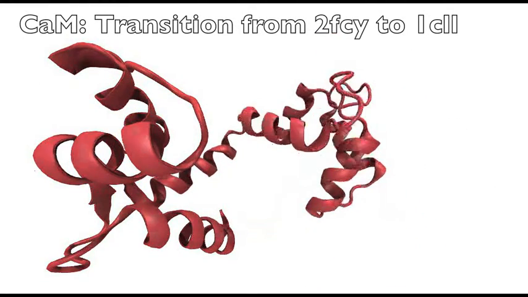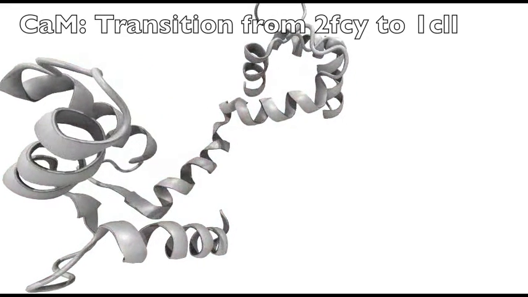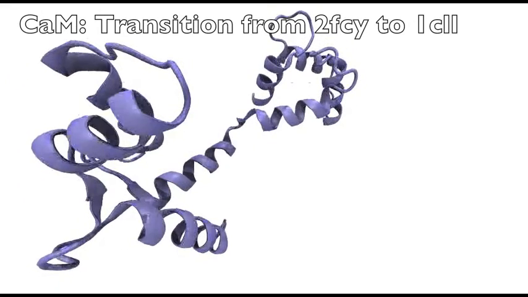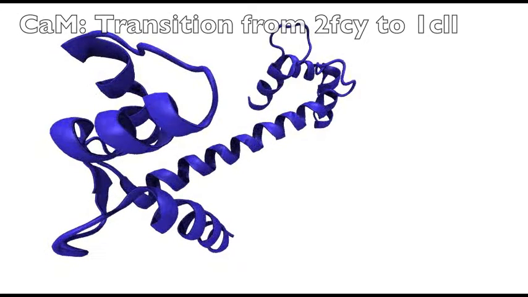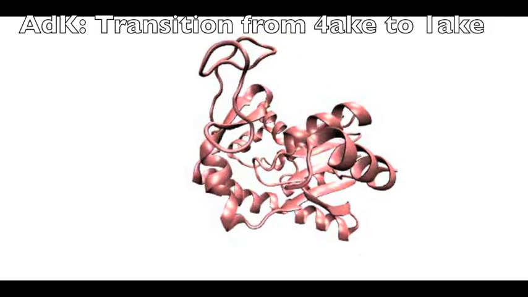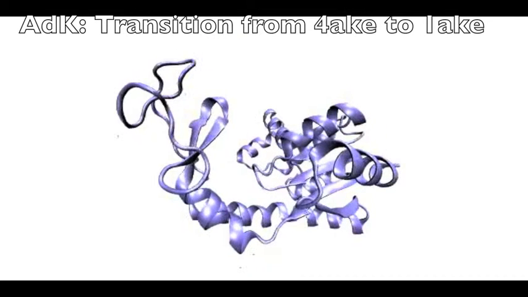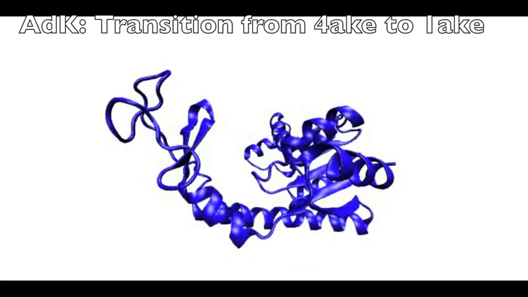This video shows the pathway discovered by our framework for calmodulin, a protein with 144 amino acids. This video shows the pathway discovered by our framework moving from the closed to open state for adenylate kinase, a protein with 214 amino acids.